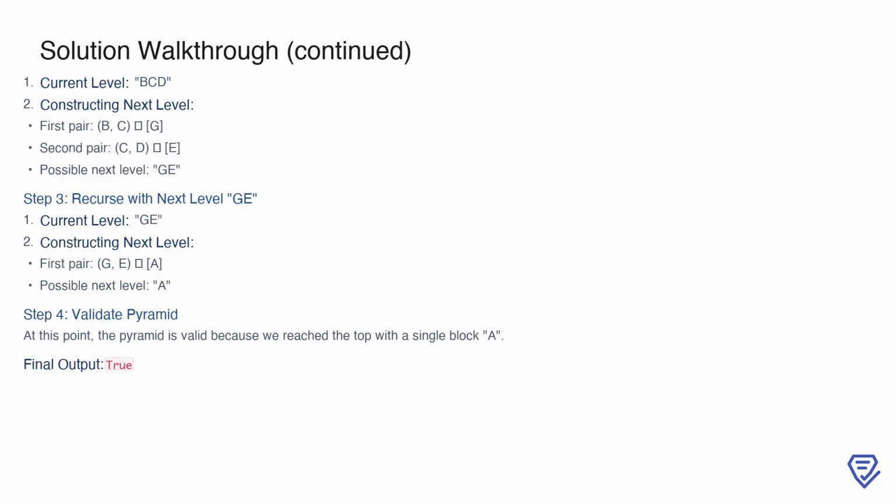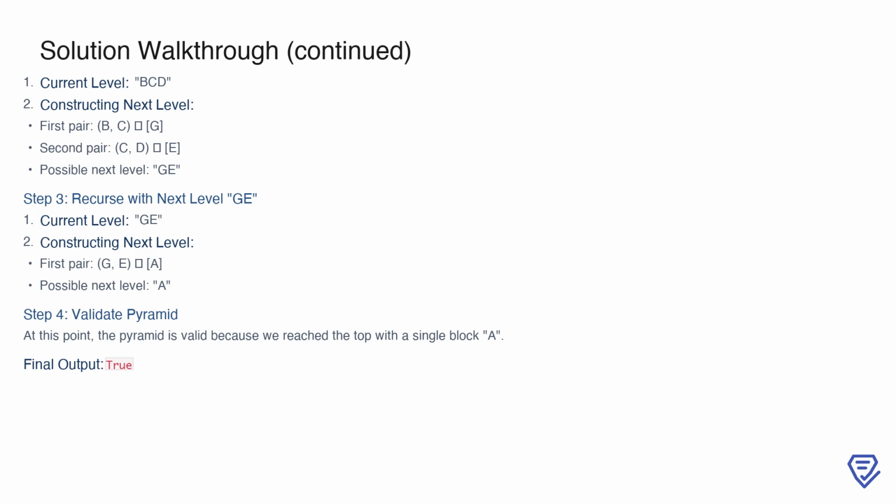Starting with the bottom level BCD, we construct the next level by processing pairs of adjacent blocks. For the first pair, B, C, the transition map gives us G. For the second pair, C, D, the map gives E. Combining these, the possible next level is GE. Now, we recurse using this new level GE.